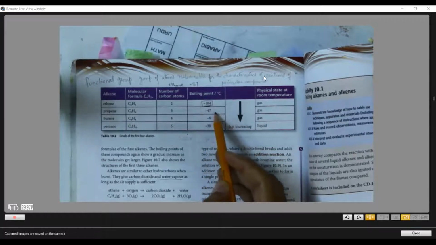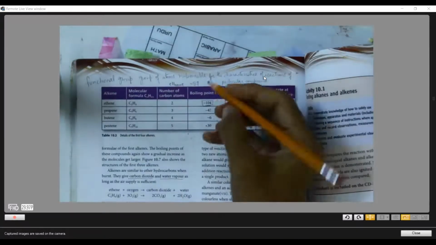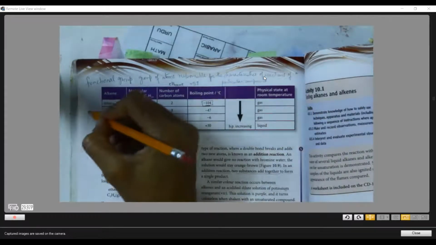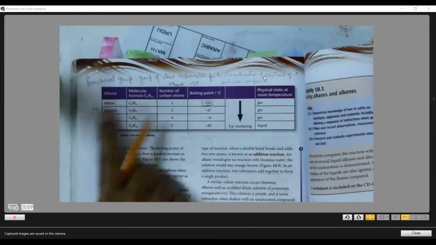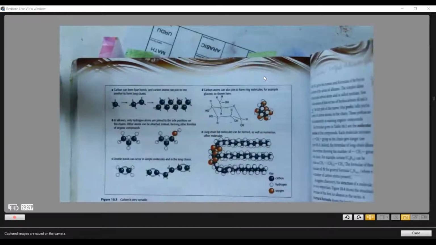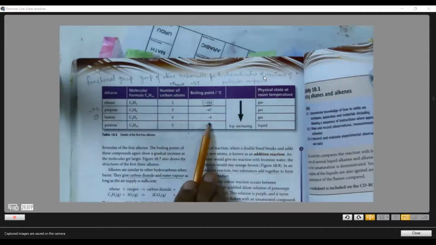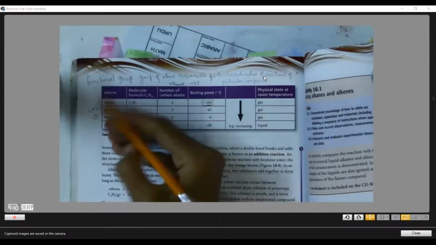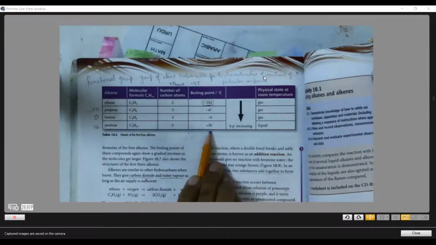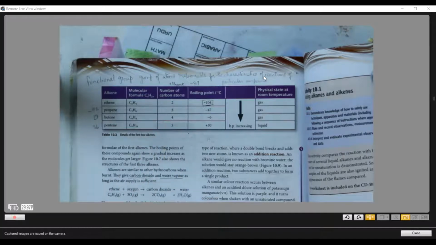Okay, let's talk about propane. Propane's boiling point is -42. Propene is -47. This is lower, right? What about butane? Butane is 0 and butene is -6. Pentane is 36 and pentene is +30. So which has lower? Alkenes have lower, right? So why is that?